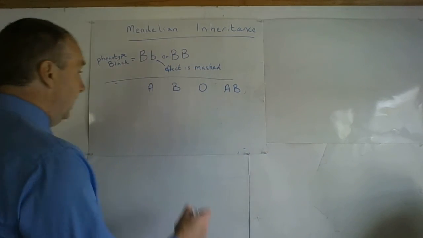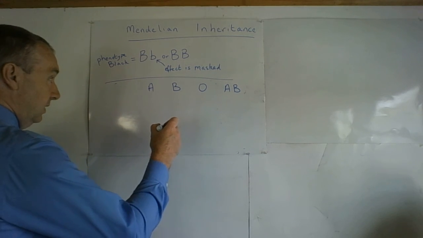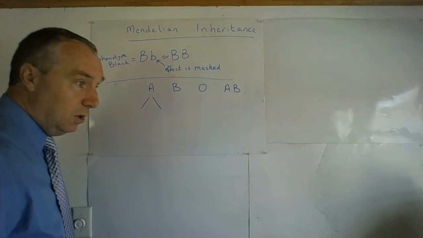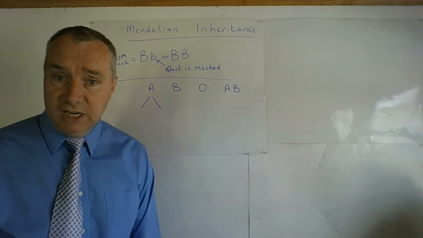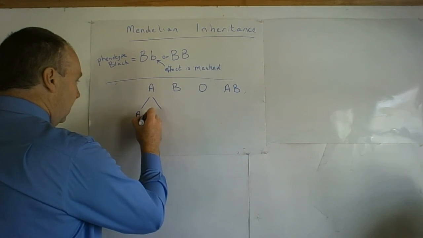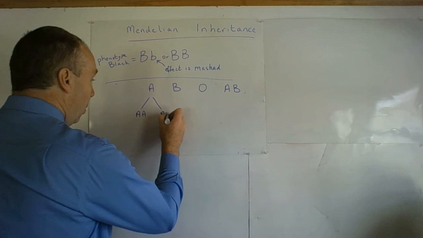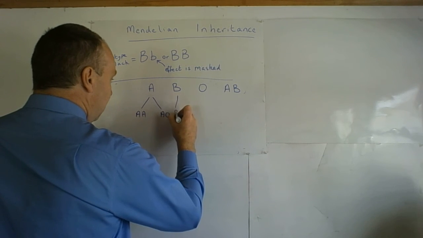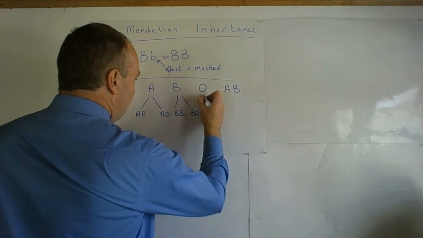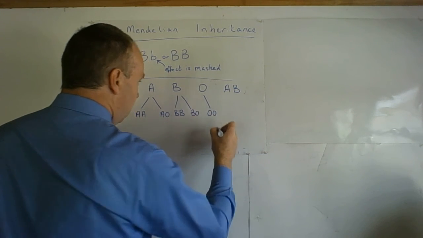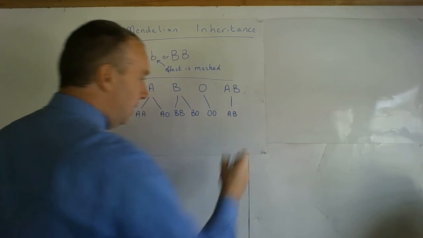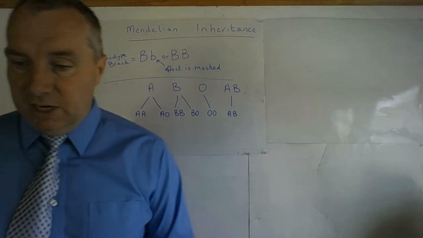So let's say we're given that the father is A. Well, if we're just told that his blood type is A and we're not told it's heterozygous or homozygous or anything like that, these are the possible combinations. He may be AA or he may be AO. And the same with this guy. He might be BB or he might be BO. And this one we know is only OO. And this one is only AB. So those are the combinations.